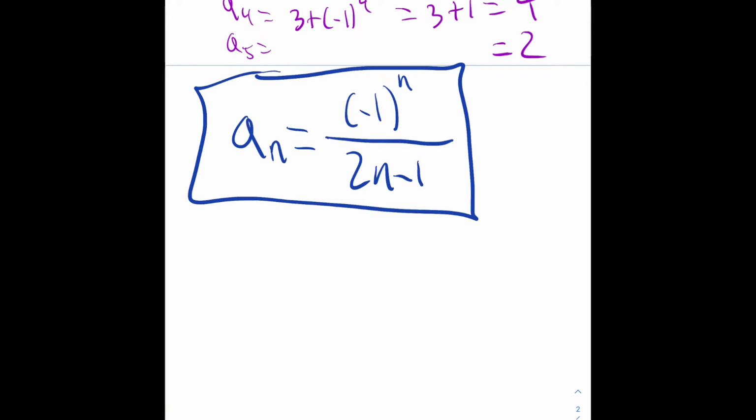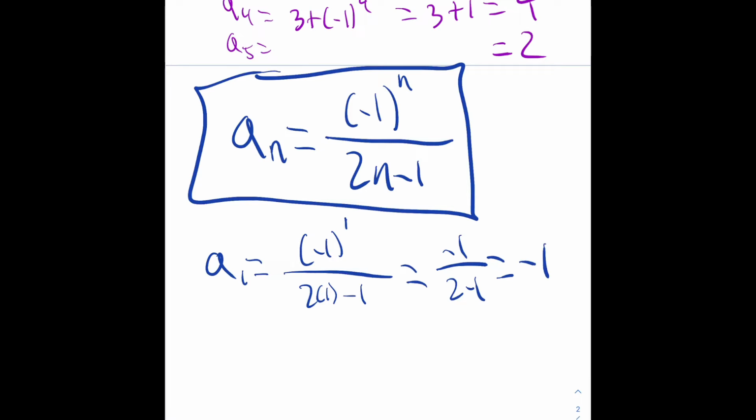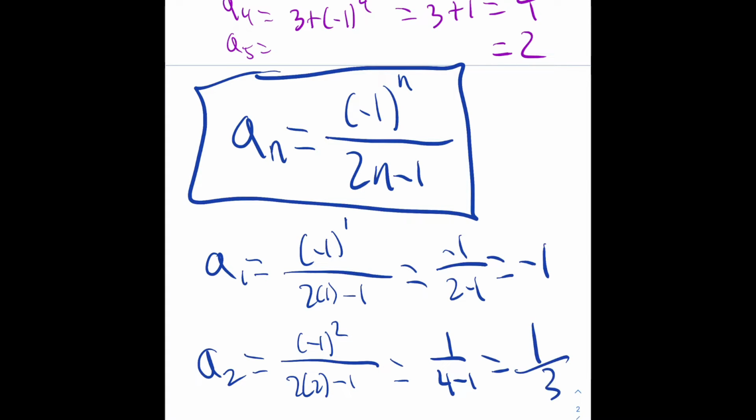Okay, the question is asking us to write the first 5 terms of the following sequence right here. So again, I would just go through plugging in every time I see an n. I'm going to plug in my 1 if it's the first term. Negative 1 over 2 minus 1 equals negative 1. A sub 2 equals negative 1 squared over 2 times 2 minus 1. 1 over 4 minus 1 equals 1/3.